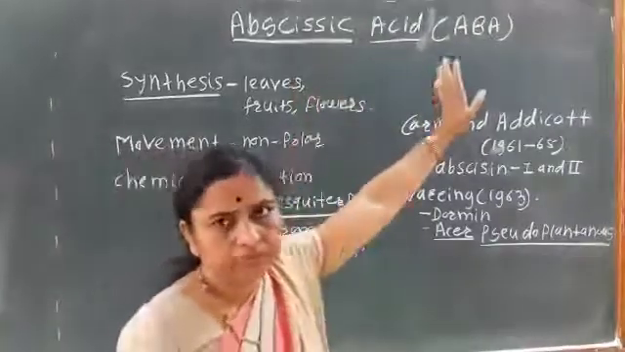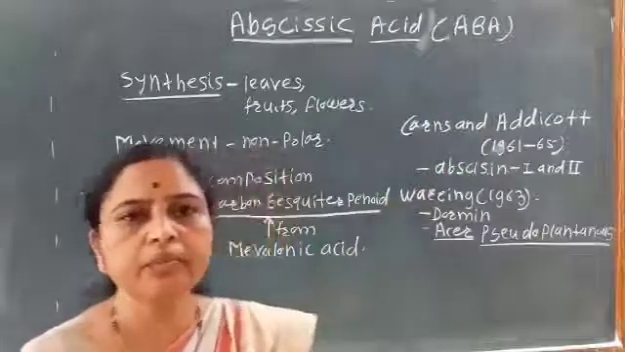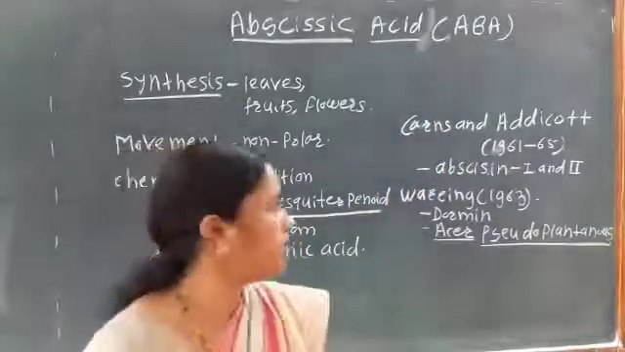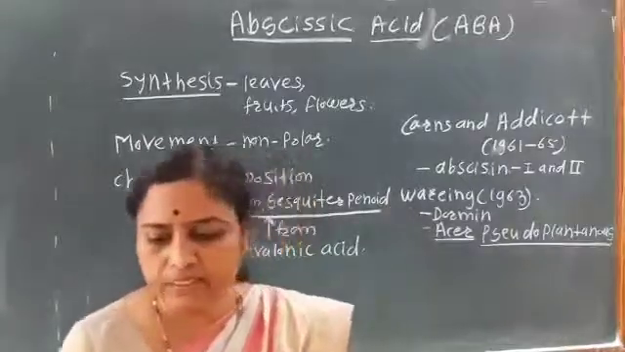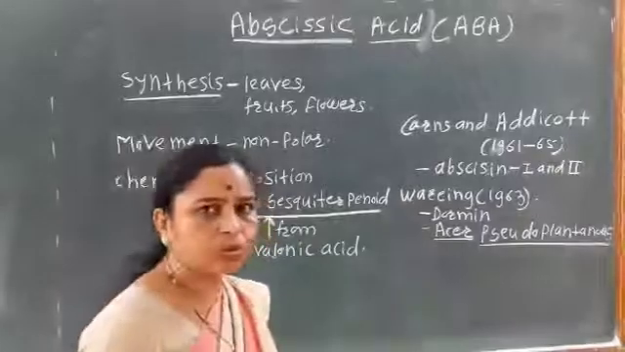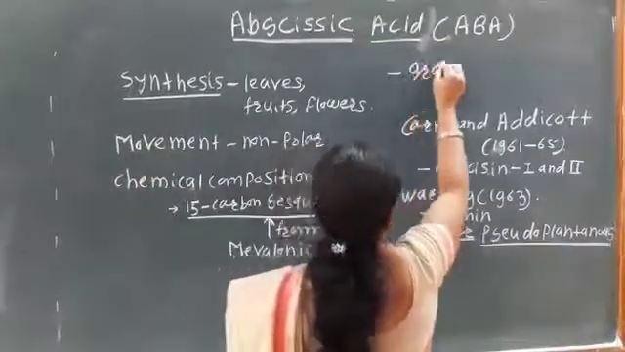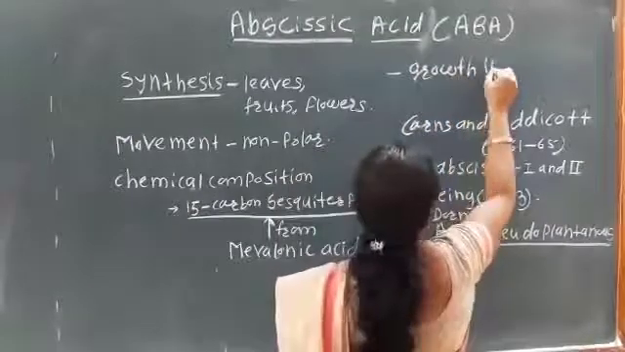Abscisic acid, abbreviated as ABA. Abscisic acid is also a growth inhibitor. We have seen that ethylene is a growth inhibitor, so abscisic acid is also a growth inhibitor.